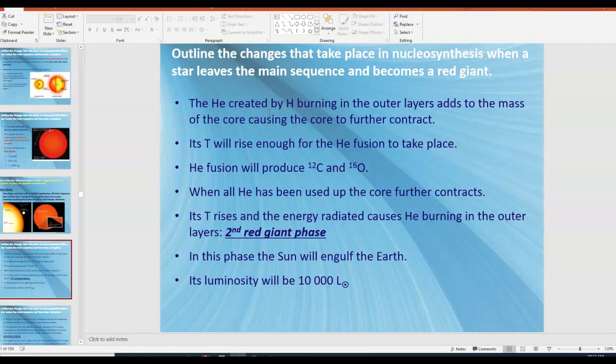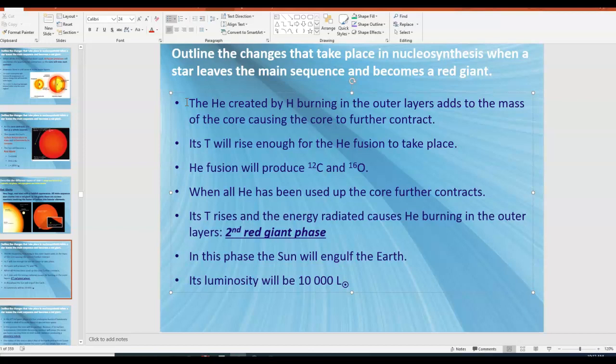Now, on this slide, you can read what it says here, but basically, it's still talking about the whole red giant phase. Okay, so the core contracts, creates more heat, starts burning hydrogen in the outer shell of the star, and then what can happen is if you have enough mass, the core can contract again, create more heat, and if it gets hot enough, it can even cause helium to fuse.